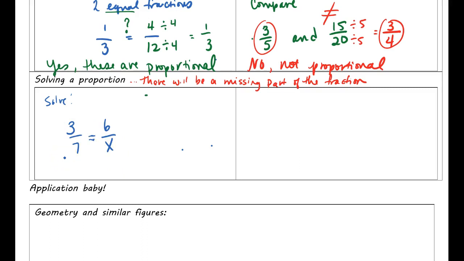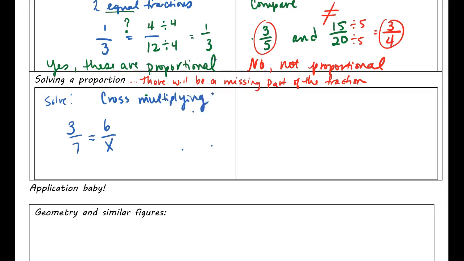And some of these you will be able to do in your head because if you notice a pattern on the top, like if you notice, oh, well, this is just the top one times 2 and that made a 6, then you could notice the same thing down here. Okay, well, 7 times 2 is 14. So that should be a 14, but I'm going to actually show you a way to solve a proportion that works on everything, even if you can't do it in your head, and it's called cross multiplying.